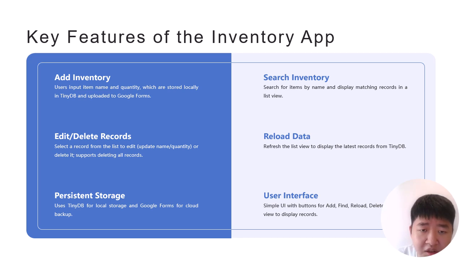The reload button refreshes the list view to show the latest data from TinyDB. The app uses a simple UI with a list view to display records, buttons for actions, and a label to show raw data for debugging. Finally, it supports persistent storage, both locally with TinyDB and in the cloud via Google Forms. These features can make inventory management intuitive and efficient for small markets.